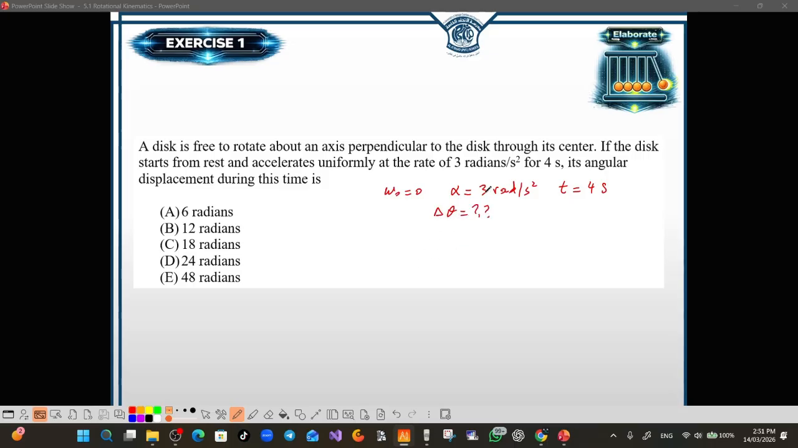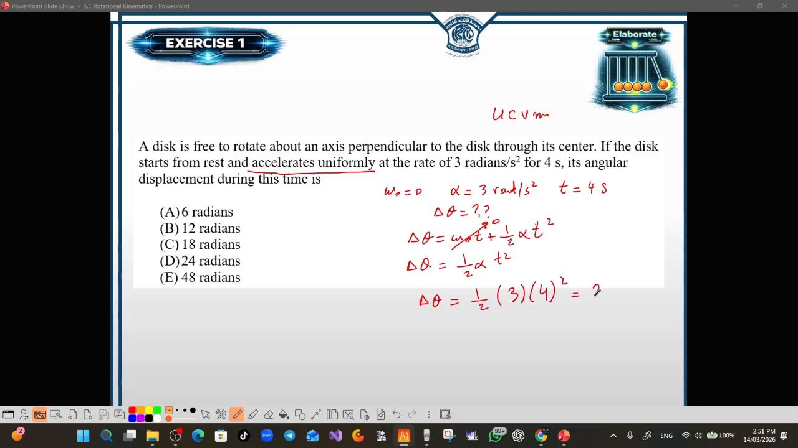Now, since the acceleration here is uniform, the type of motion will be uniform circular motion, and we can use the kinematics to solve this problem. The delta theta in this case will be given by omega 0 t plus half alpha t squared. So omega 0 is 0 because we started from rest, so we have half alpha t squared. This is the delta theta, and it can be written with alpha as 3 and t as 4 seconds, and the answer is 24 radians. So the correct answer will be D.